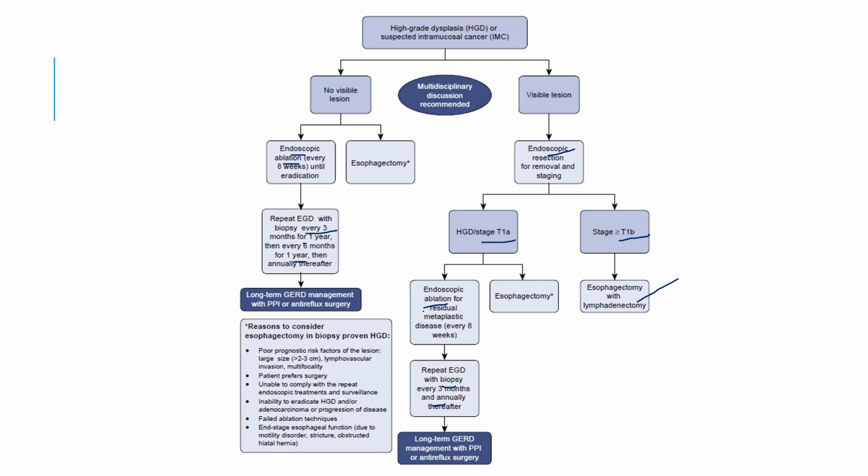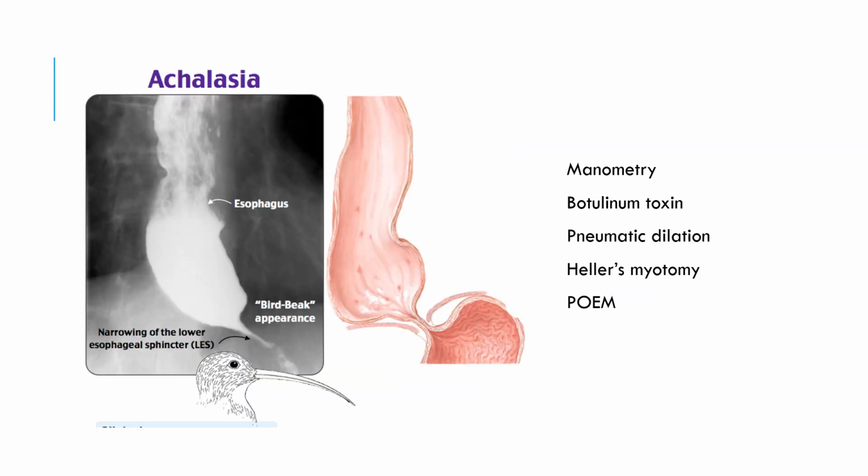Then we consider esophagectomy in high-grade dysplasia: if the lesion is large, lymphovascular invasion, multifocality, the patient prefers surgery rather than repeated surveillance, unable to eradicate adenocarcinoma or progression of the disease, failed ablation technique, and end-stage esophageal function. These are some of the indications for surgery in high-grade dysplasia.